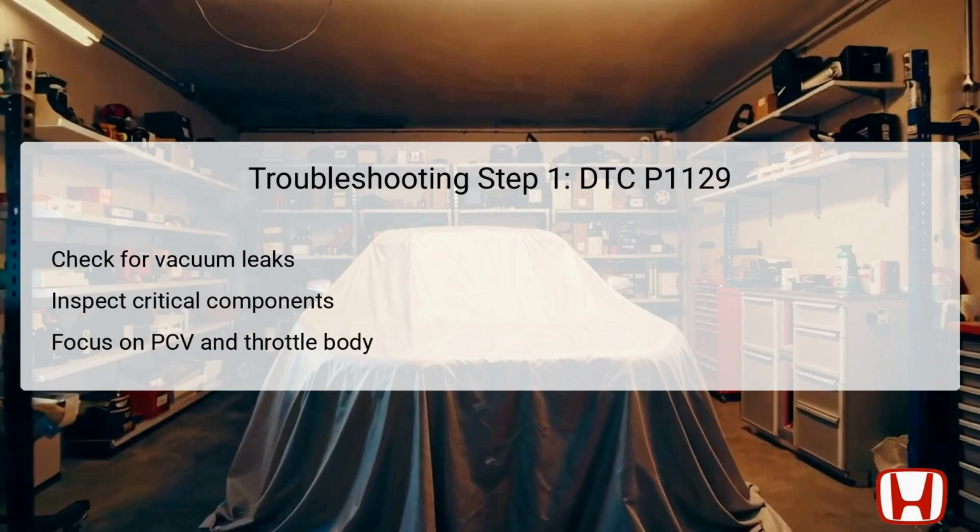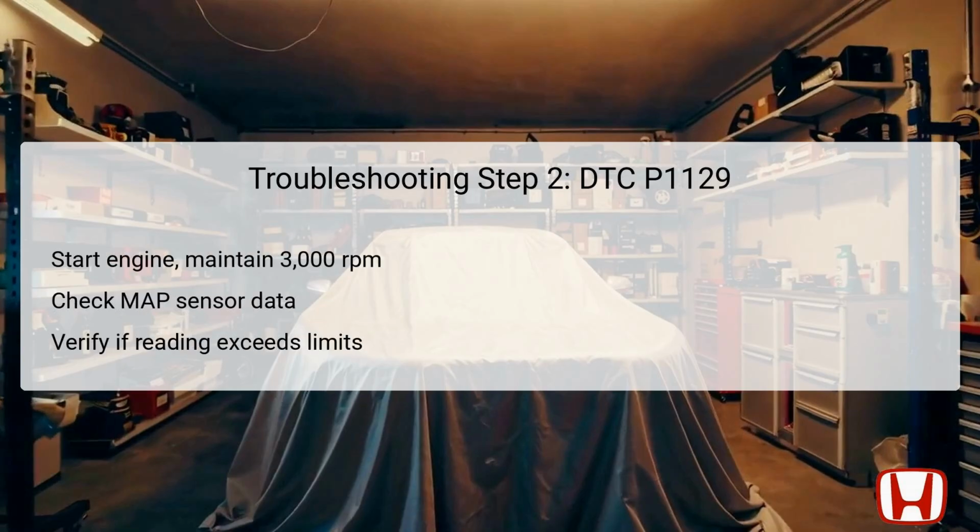The second step involves performing a performance check of the MAP sensor. Begin by starting the engine and holding the RPM at 3000 without load until the radiator fan engages, after which allow the engine to idle.